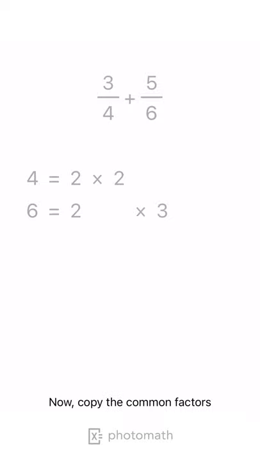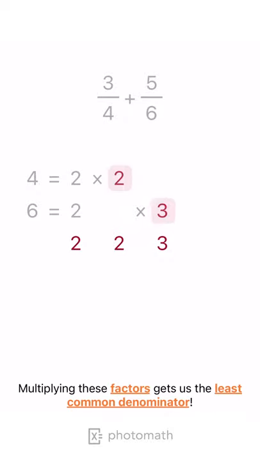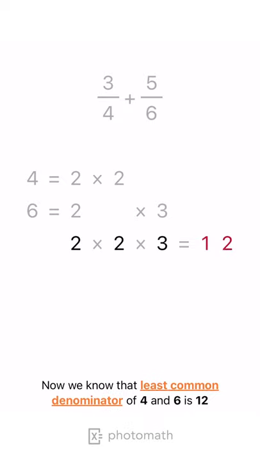Now, copy the common factors. Also copy the remaining factors. Multiplying these factors gets us the least common denominator. Now we know that least common denominator of 4 and 6 is 12.